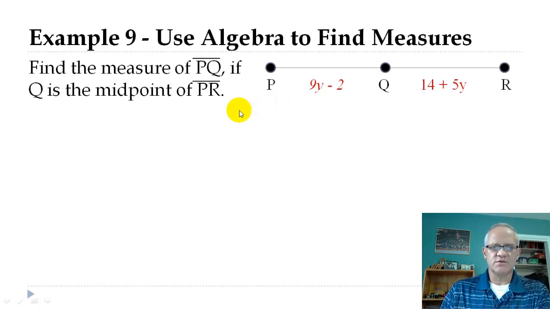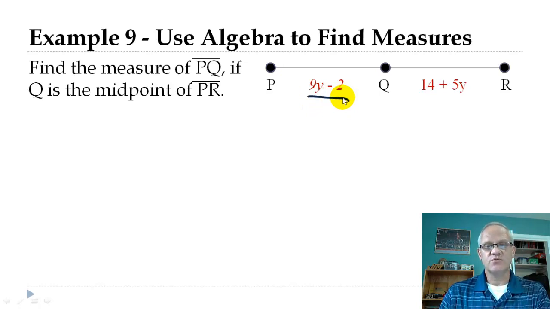So let's look at the problem here. It says, find the measure of PQ. So this is what we're trying to find. That's the measure we're trying to find. But in order to find that, we have to find Y first, right? So how could we solve for Y? We're going to have to write an equation and set it up and then solve it to find Y, and then we can plug Y back into 9Y minus 2 to find the distance from P to Q.